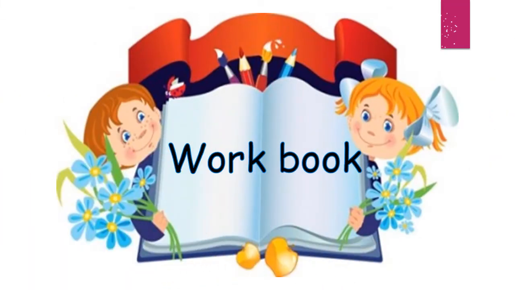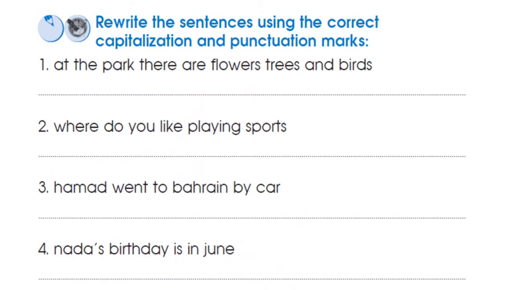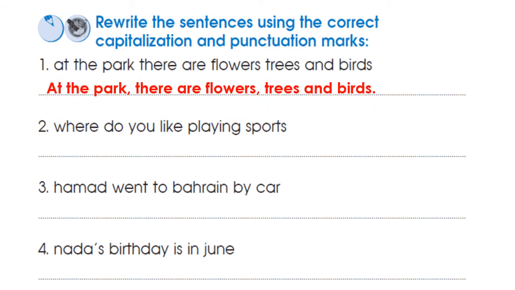Workbook. Open your workbook, page 14. Rewrite the sentences using the correct capitalization and punctuation marks. Number 1, at the park there are flowers, trees, and birds. See the answer. We're going to change the letter A from the small letter to a capital letter. At the park there are flowers, trees, and birds.